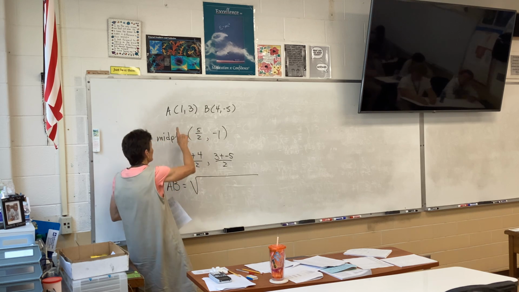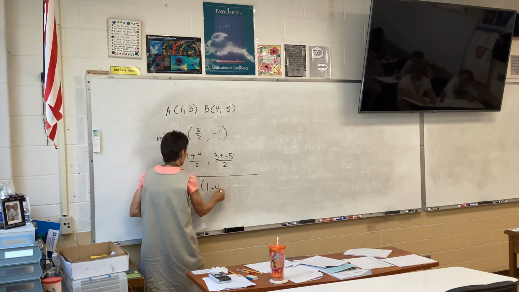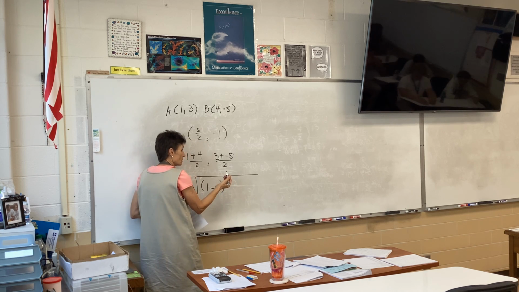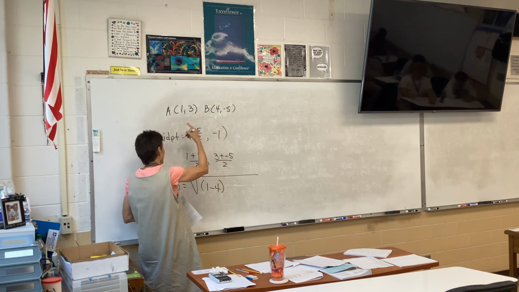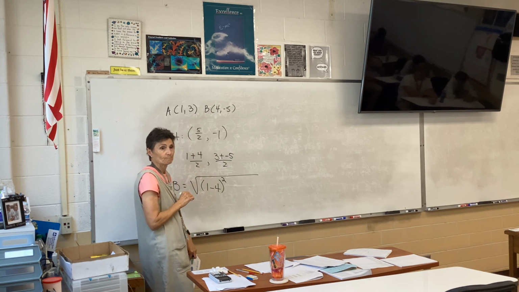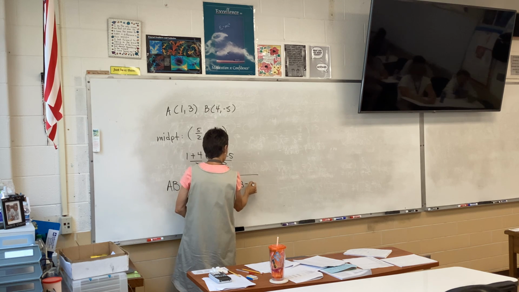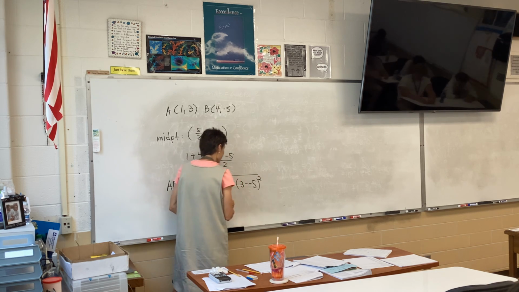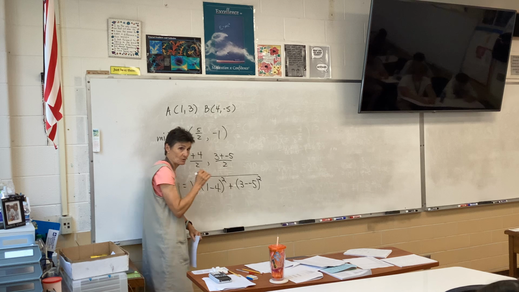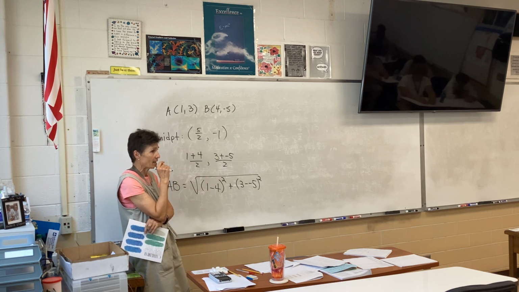Let me catch up. So we're going to do our x minus our x. And it doesn't matter what order. So you can do 1 minus 4 or 4 minus 1, whatever you want, and you square it. Okay, then what? And then y minus y squared. So 3 minus negative 5 squared. And then we're going to add those 2 answers, right? We add those together.